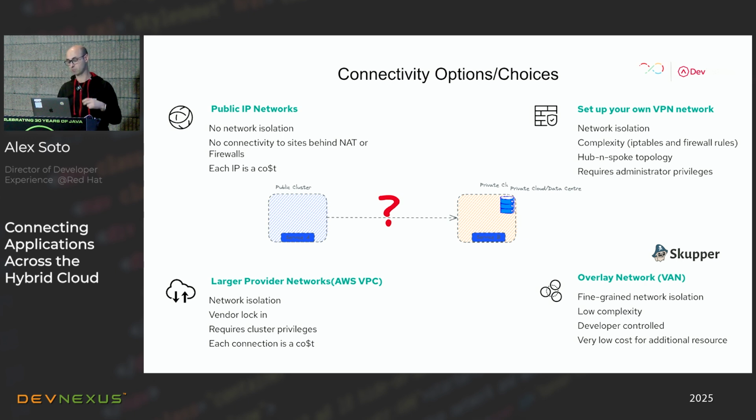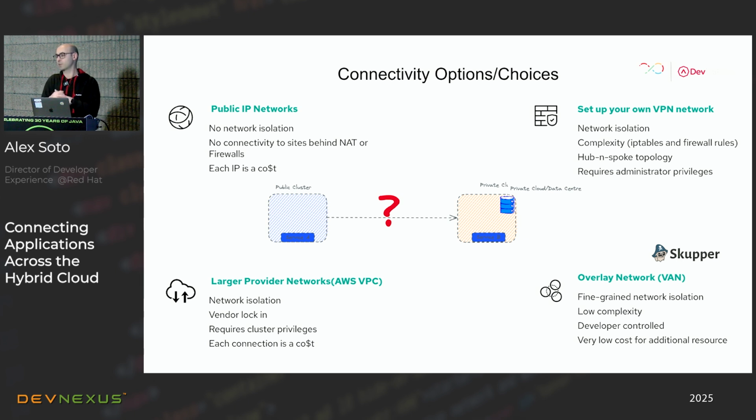The first way, you might say, oh yeah, I'm using public IPs. I create one route somewhere, for example in Amazon, another route in Google, and then I connect them just with a public IP. That's fine, it works, but first of all, you don't have network isolation. If you are behind a firewall or a NAT, then there is no connectivity, and of course, each public IP costs money. That's one way.